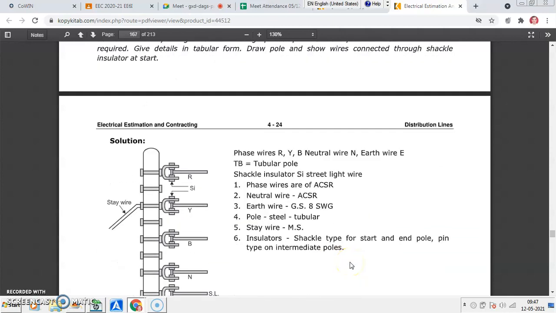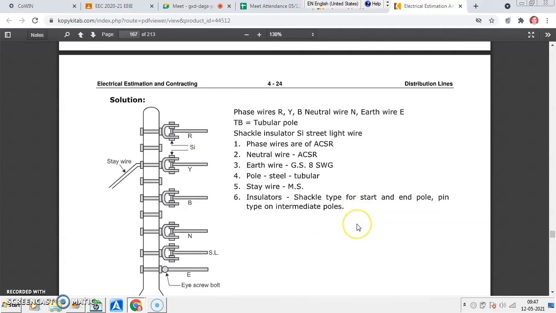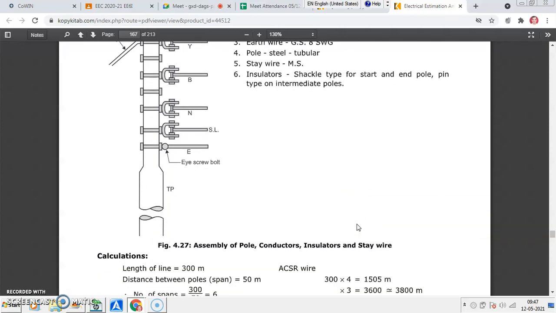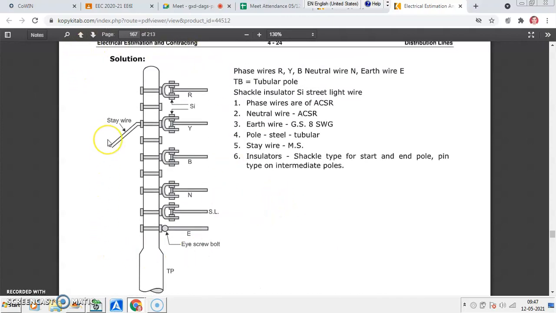So the wires you have are R, Y, B and neutral, a 3-phase 4-wire system. 400 volts, 440 volts supply is there. Then you can have the particular assembly of the pole structure. Normally steel tubular poles are used for the distribution line in cities. So a steel tubular pole.